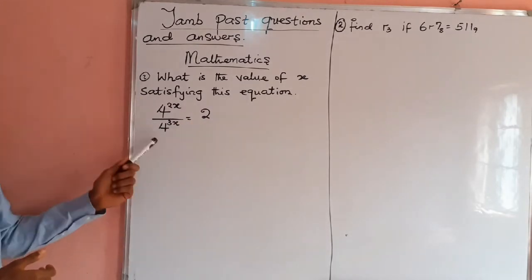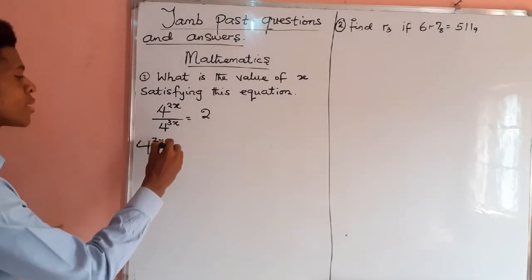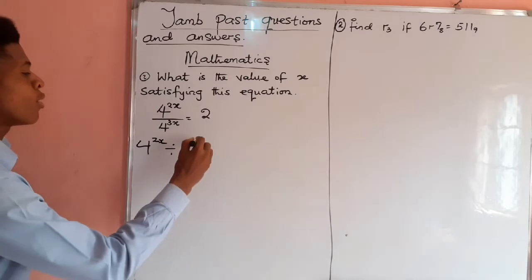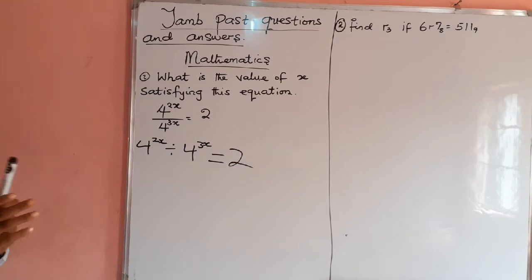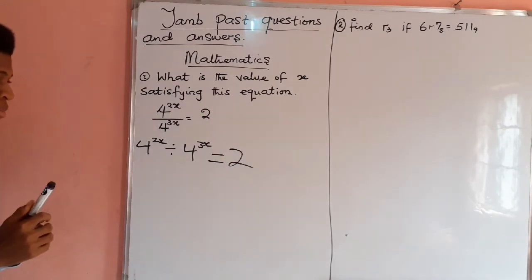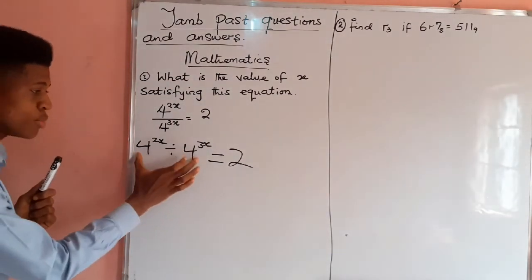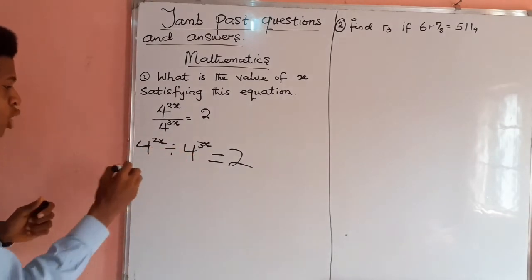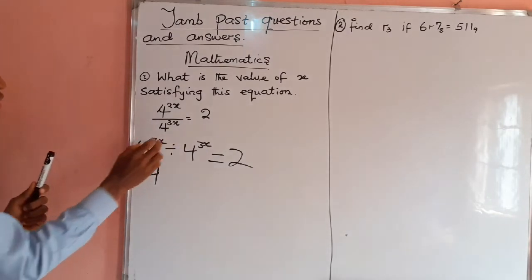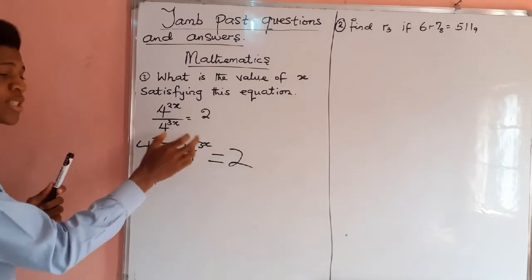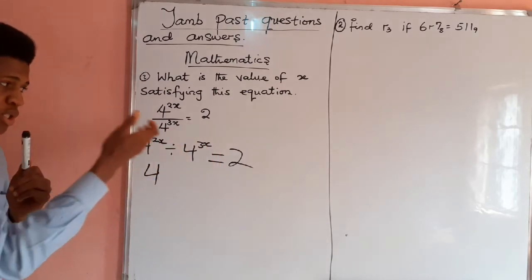And of course, we know this is indices, and this can also be written as 4 raised to the power 2x divides 4 raised to the power 3x, which is equals to 2. And we know in indices, when the base numbers are the same, of course, we pick one. These are the two base numbers, 4 and 4, they are the base numbers. We pick one, and we look at the exponents. If it's division, the exponents will subtract themselves. If it's multiplication, they will add themselves, but here it is division, so we have to stick to the rule.